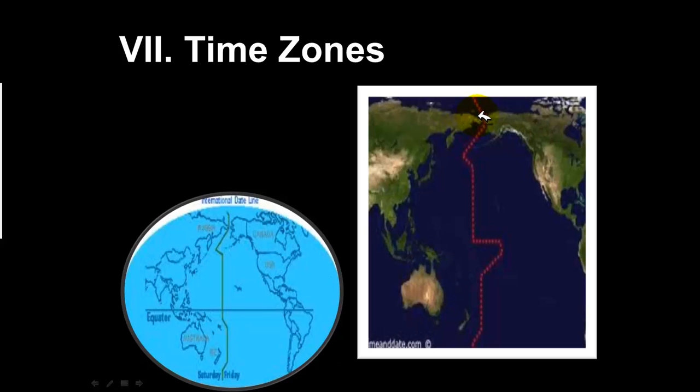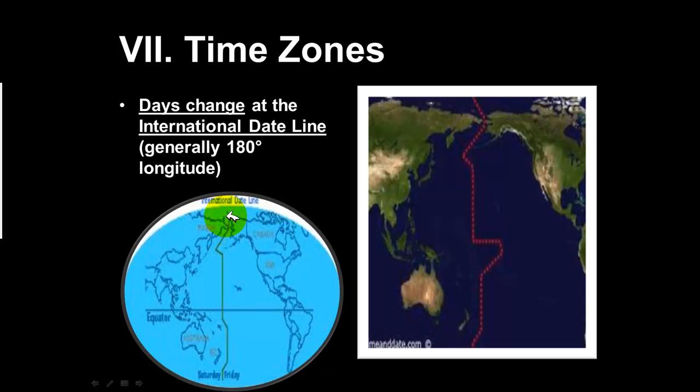This map reflects what I mentioned earlier, how time zones are not like the lines of longitude. They're not straight lines, okay? Time zones sometimes wiggle to reflect political boundaries, and this is an example of the time zone changing to reflect the political boundary. This is actually the international date line.